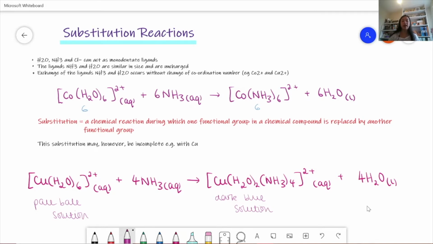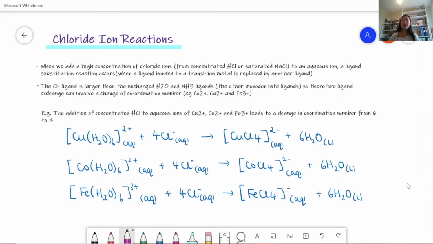So we'll be looking at that a little bit later. So now we're going to look at chloride ion reactions. Now the chloride ion is another monodentate ligand, but it reacts slightly differently to ammonia and water, and now we'll see why. So when we add a high concentration of chloride ions, either from concentrated hydrochloric acid or saturated sodium chloride, to an aqueous ion, a ligand substitution reaction occurs.